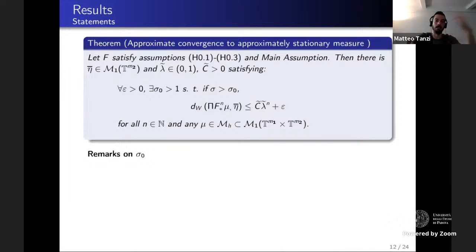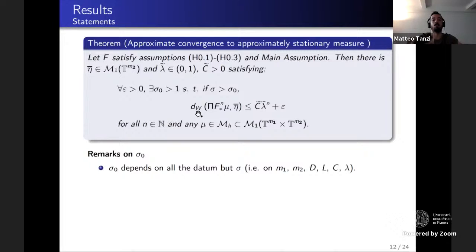Let me comment on the meat of the result, which is this sigma 0. What the result is telling us loosely is that if we fix any precision epsilon, there is going to be a sufficiently large expansion in the base that will give this exponential decay result, modulo the precision epsilon. Sigma 0 here, given by the statement, depends on all of the data of the problem. It depends on the dimensions M1 and M2. It depends on the distortion in the base, D. It depends on L, which was the Lipschitz constant of F. And it depends on C and lambda, which were the parameters appearing in the main assumption.